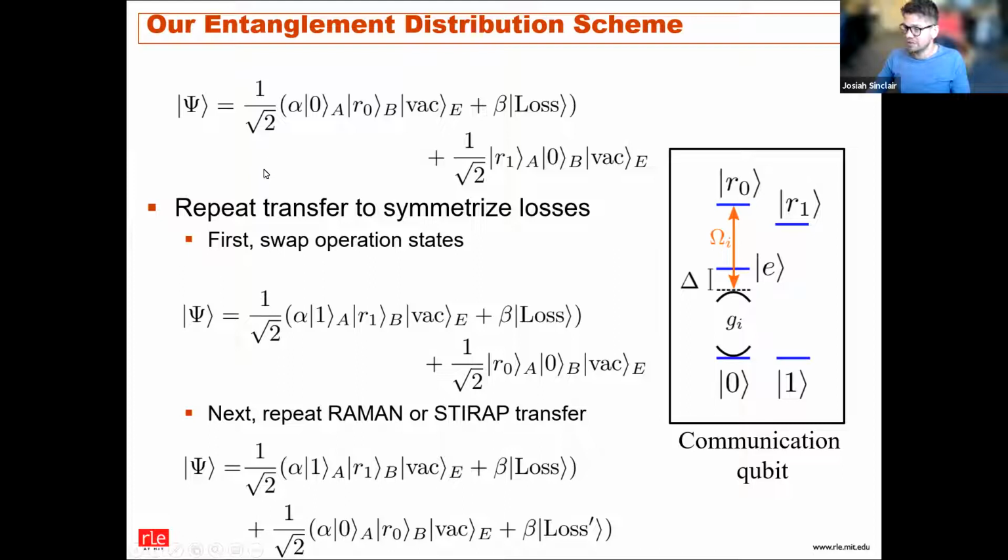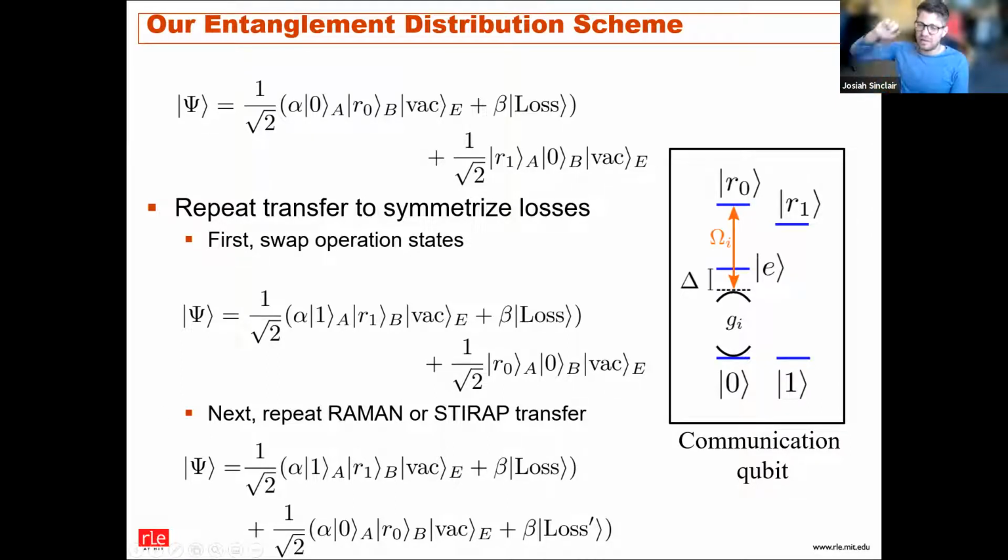So to do this repeated transfer, we have to do some swaps. So conceptually on both qubits, we swap the operation states. R0 and R1, we just flip them. And then on qubit A, we also swap the ground states. And that's important because you'll remember that on qubit A, if you look at the state, qubit A is in 0. So we do a swap, and now qubit A is in 1, right? And then R0 swaps to R1 on qubit B. R1 swaps to R0 on qubit A. And we don't do anything to the logical states on qubit B. So we just do these swaps, right? That'll involve individual Raman beams addressing the different atoms.